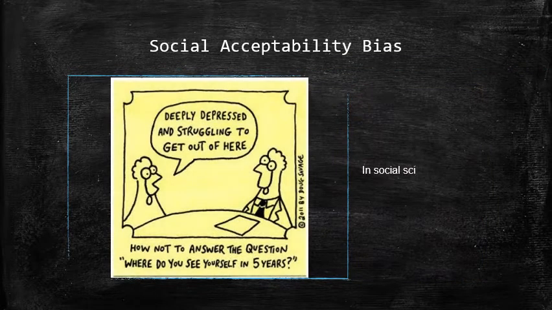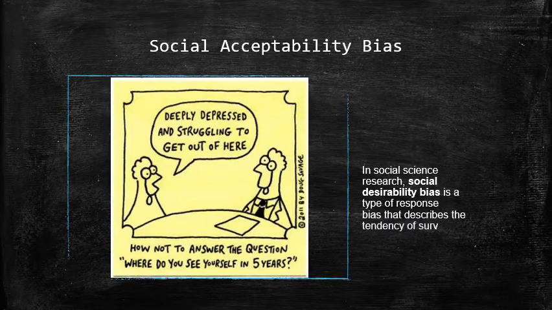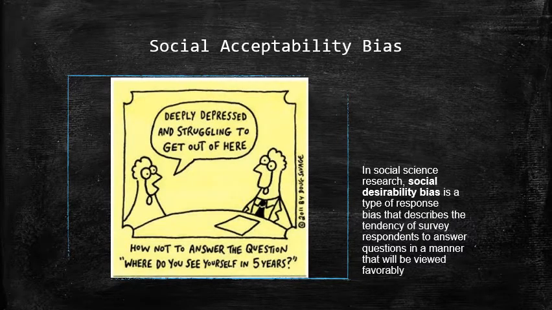In social science research, social desirability bias is a type of response bias that describes the tendency of survey respondents to answer questions in a manner that will be viewed favorably by others. It can take the form of over-reporting good behavior or under-reporting bad or undesirable behavior. The tendency poses a serious problem with conducting research with self-reports. This bias interferes with the interpretation of average tendencies as well as individual differences.